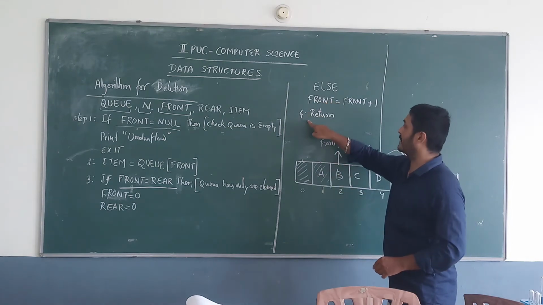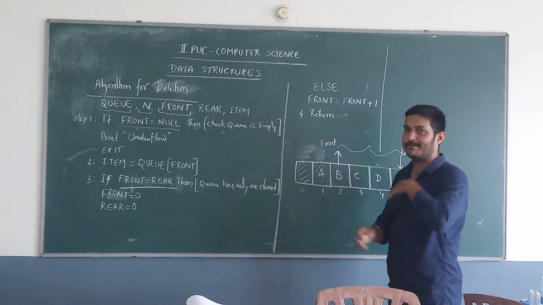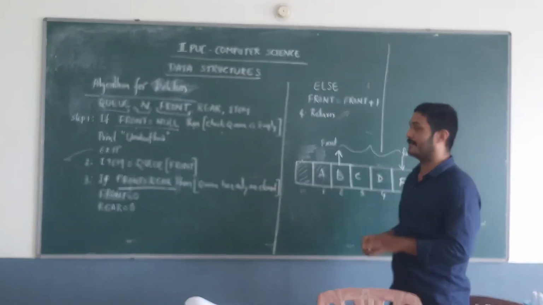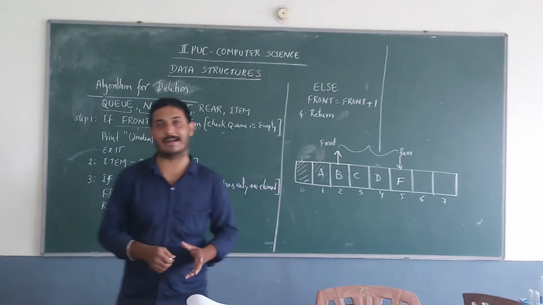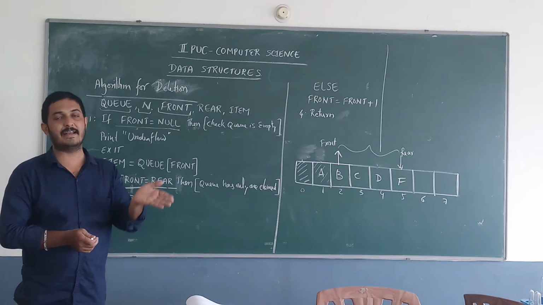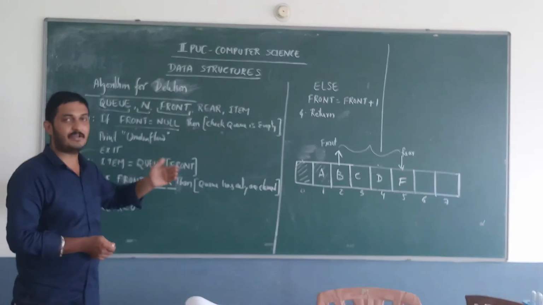Okay. Next, the last step is return. Return means to return the deleted item. If you want, you can return the deleted item in your program. Okay, this is how to delete an element from the Q data structure. So deletion takes place at the front end and insertion takes place at the rear. So two operations: insertion and deletion.